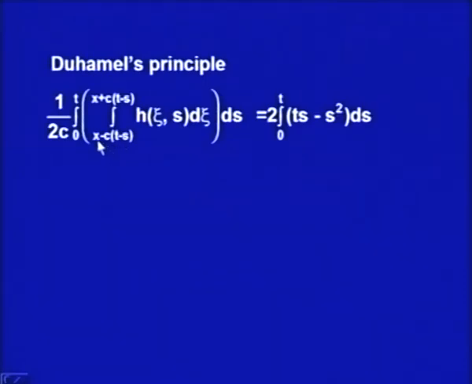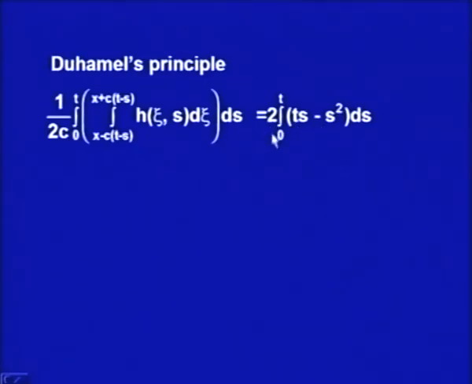integral from x minus c times t minus s with respect to xi. So, we are not having any function of xi over there. So, I would get simply 2 s and then x plus c t minus c s minus x minus c t plus c s, and that would give me only twice c times t minus s. Twice c would be getting cancelled out. What we would be left with is 2 s multiplied with t minus s.